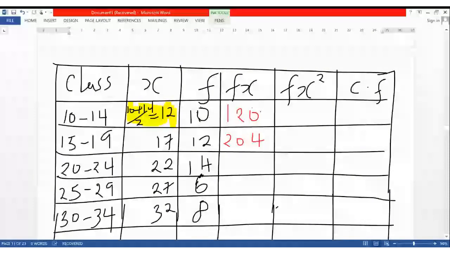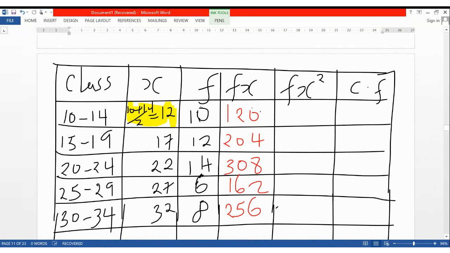27 times 6, 162. Then 32 times 8, 256. But those are the values of fx. Then I'll get the value of fx squared. So I'll square the x and then multiply by f.